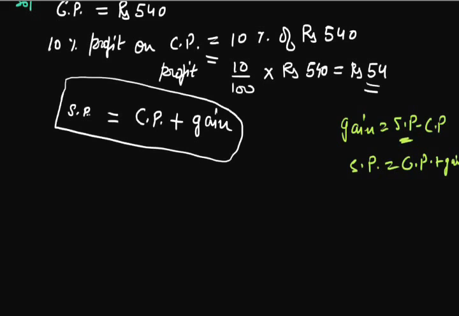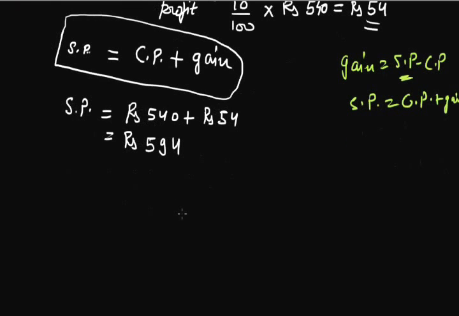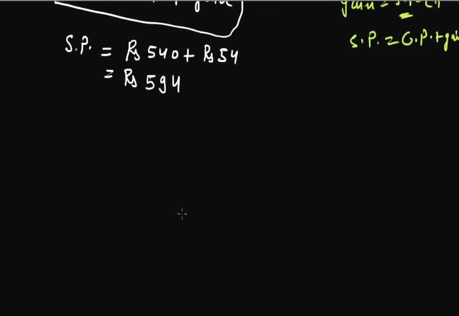Now let us come to our question. Here we have calculated the gain and we know the cost price, so the selling price will be equal to cost price, that is rupees 540, plus the gain, that is rupees 54. It will be equal to rupees 594.